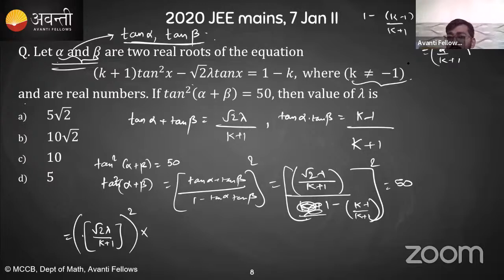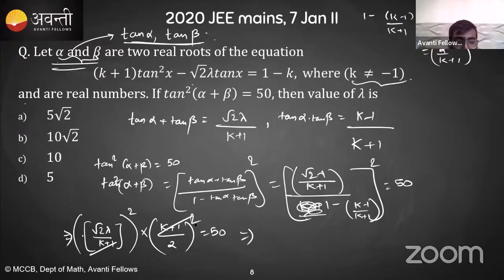So can I take that in the numerator and do the square, right? So this value is given to us as 50 again. Now the next step here is k plus 1 whole square gets cancelled. Root 2 lambda square will become 2 lambda square, and 2 square will be 4, so you will get 50. So the lambda value from this equation can be derived as 10, right? So the value of lambda is equal to 10. Okay.